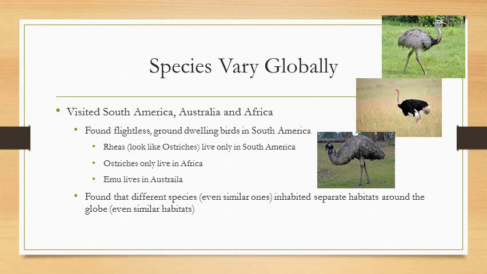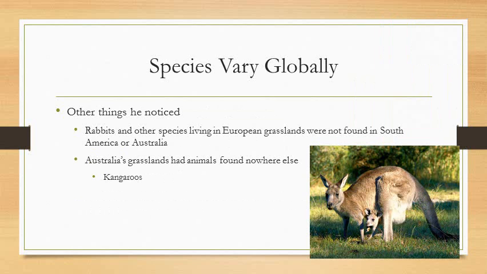So what he was seeing is that as he traveled, he saw a variety of organisms depending on where he was at. Another example of this is that he found a specific type of rabbit that lived in European grasslands, but he did not find them in South America or Australia. When he was in Australia, they also had grasslands, but they were different than anywhere else he had seen. And in this, he found that there were kangaroos.